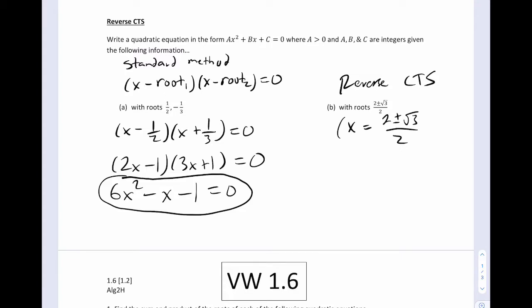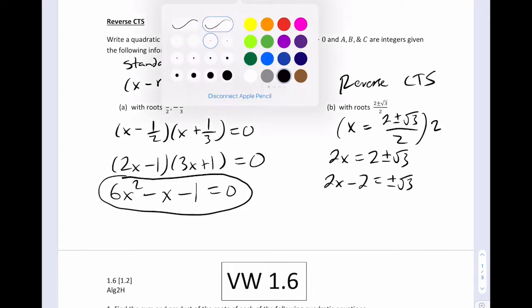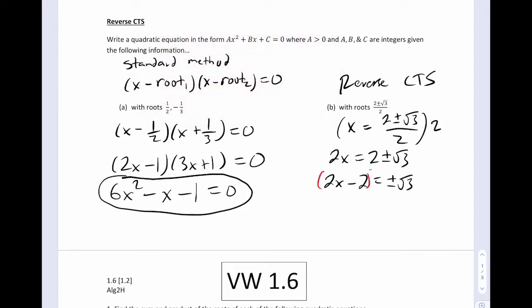We're going to make the equation from the solution. So move the 2 back. So 2x is equal to 2 plus or minus root 3. We're going to subtract this 2 back to this side. 2x minus 2 equals plus or minus root 3. Now here's a cool part. We're going to square this. Because if I square a plus minus root 3, no matter what, it becomes positive 3.